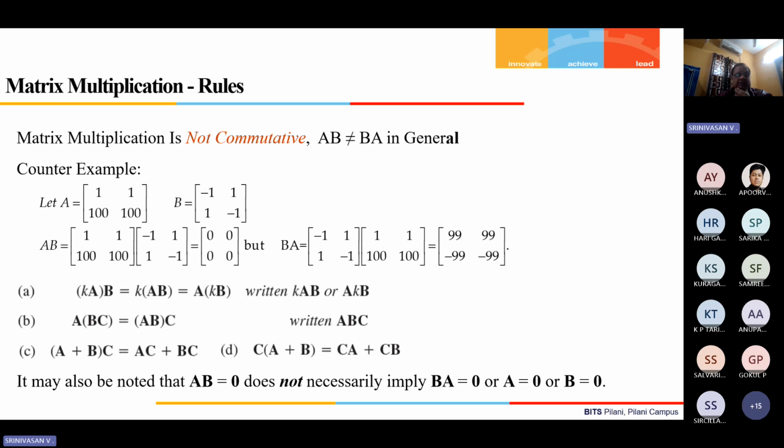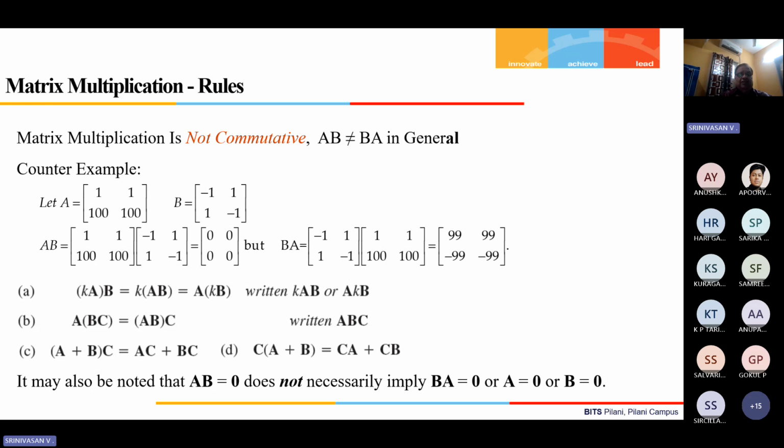Matrix multiplication is not commutative. That is, AB is not equal to BA in general. Very rarely you may get them to be equal, but in general, they are not equal. It's not commutative. Here is an example. You can check A and B. AB is found to be the 0, 0, 0, 0 matrix, but BA is something different. So in general, they are not equal.